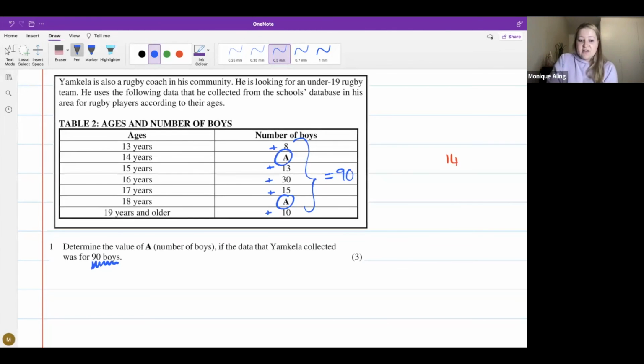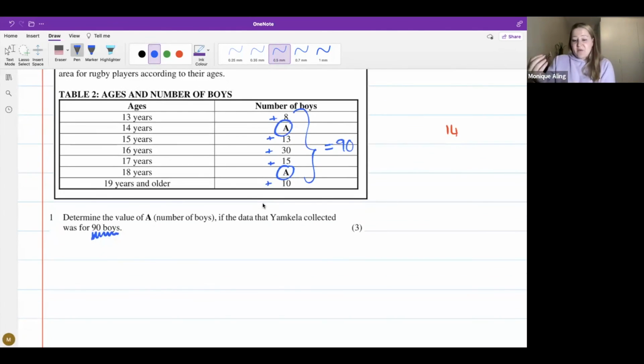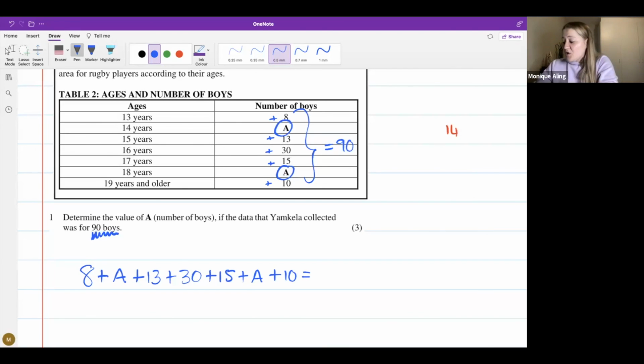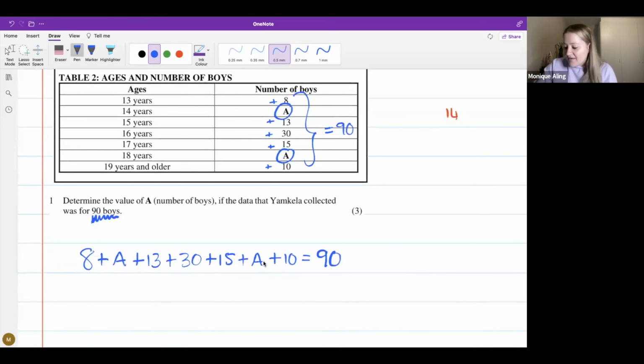If we add 8 plus 13 plus 30 plus 15 plus 10, it's not going to get us to 90. So I added what I've got there and said equals 90, because if I say 8 plus whatever the A value is, plus 13 plus 30 plus 15 plus whatever the A value is, plus 10, and add all of that up, it's going to give me 90. I know it has to equal 90, but now we have two variables in here. We've got two letter A's.